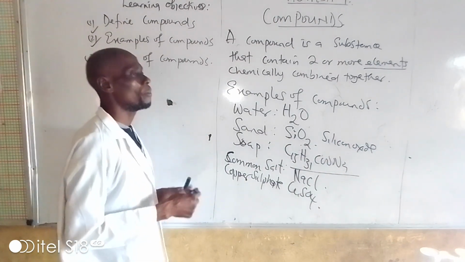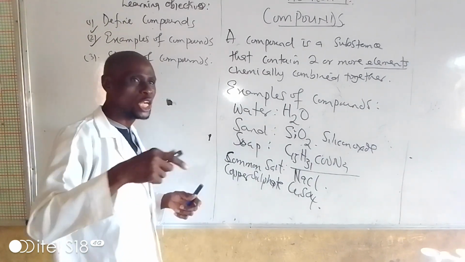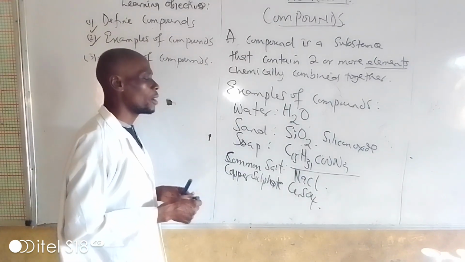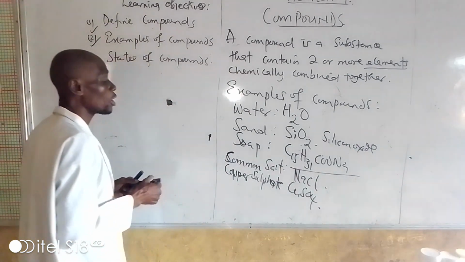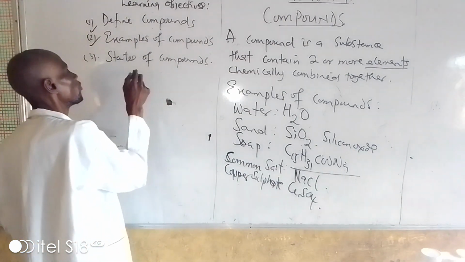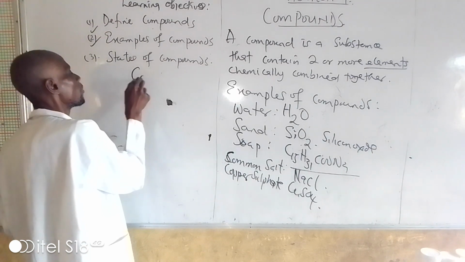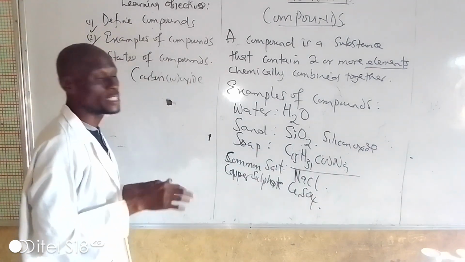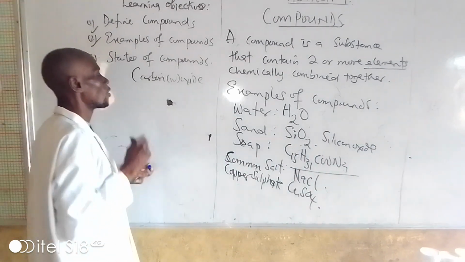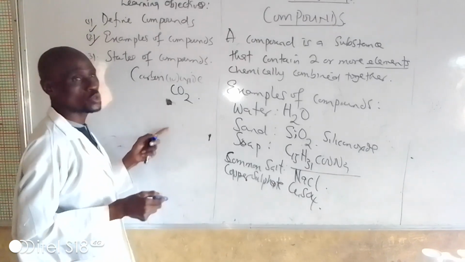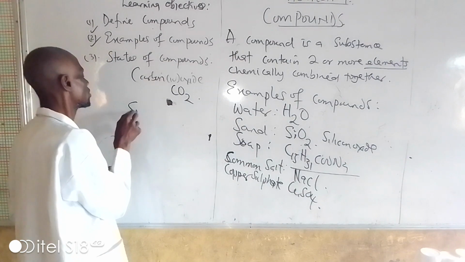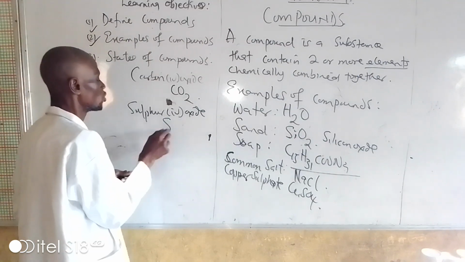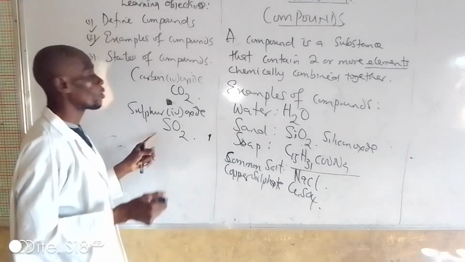We also have petrol as a compound. Petroleum is a mixture, but petrol is a compound. You can also have carbon 4 oxide. Carbon 4 oxide, CO2, is a compound. All these ones are gas. Sulfur 4 oxide, SO2, is also a compound.